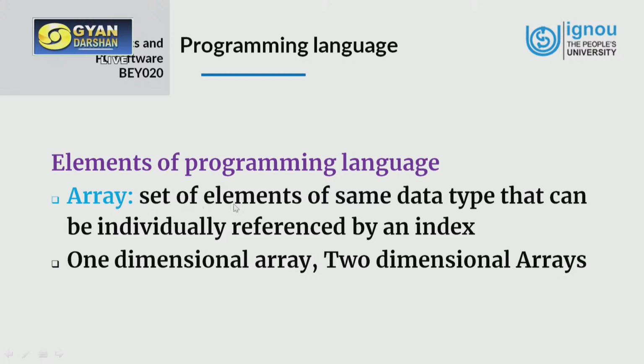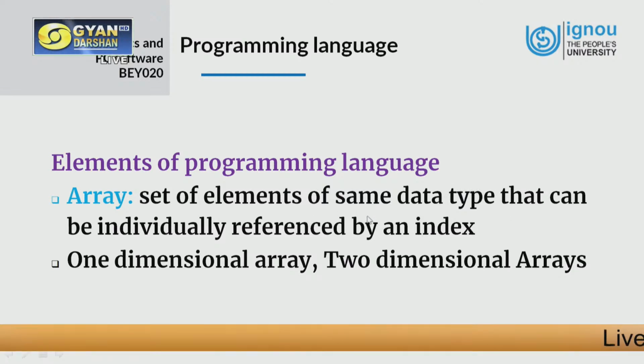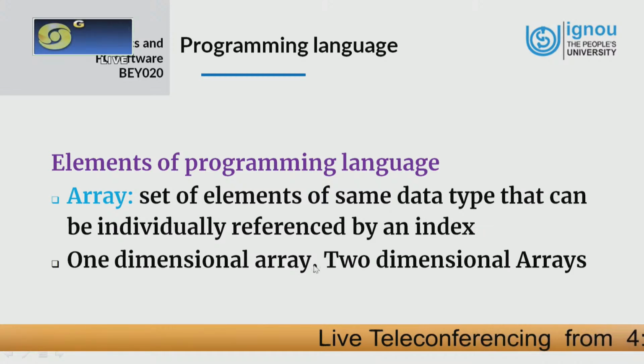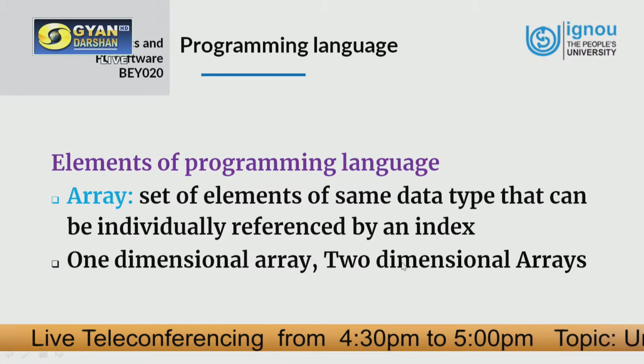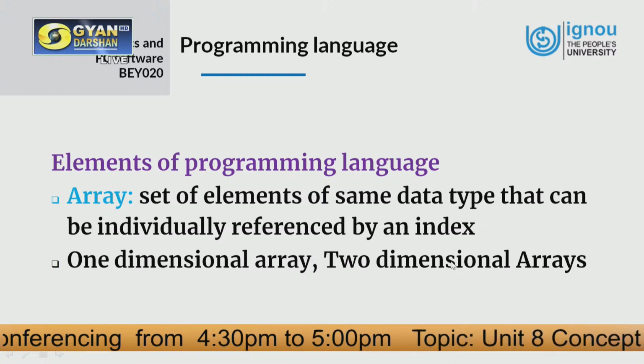It is basically a set of elements of the same data type that can be individually referenced by an index. So one single name and you are able to access many variables with the help of an index. And arrays can be one-dimensional, two-dimensional, and they can even be multi-dimensional.